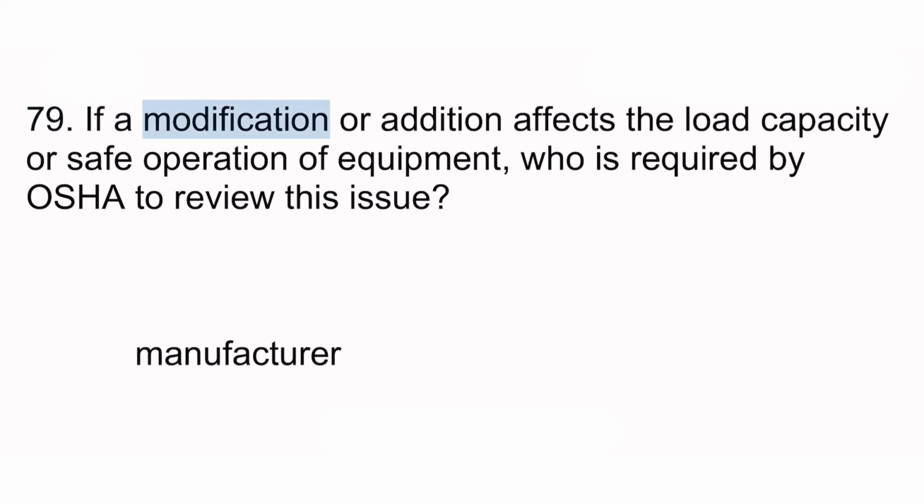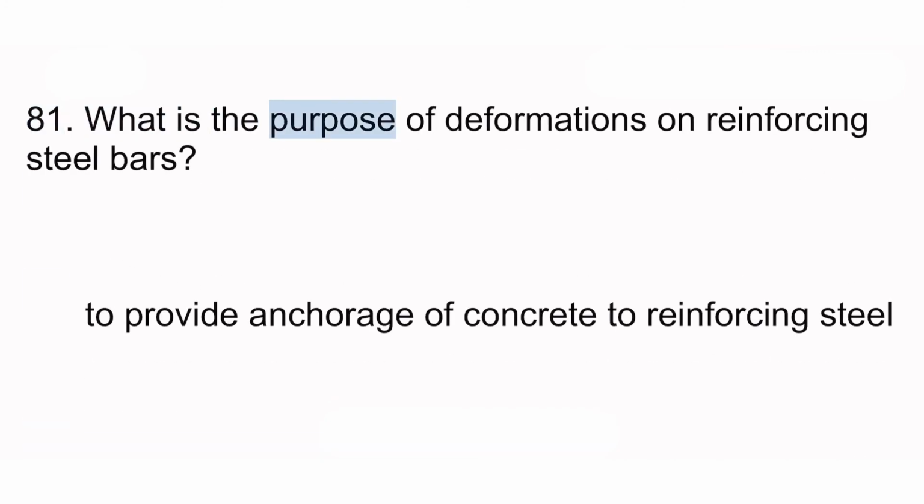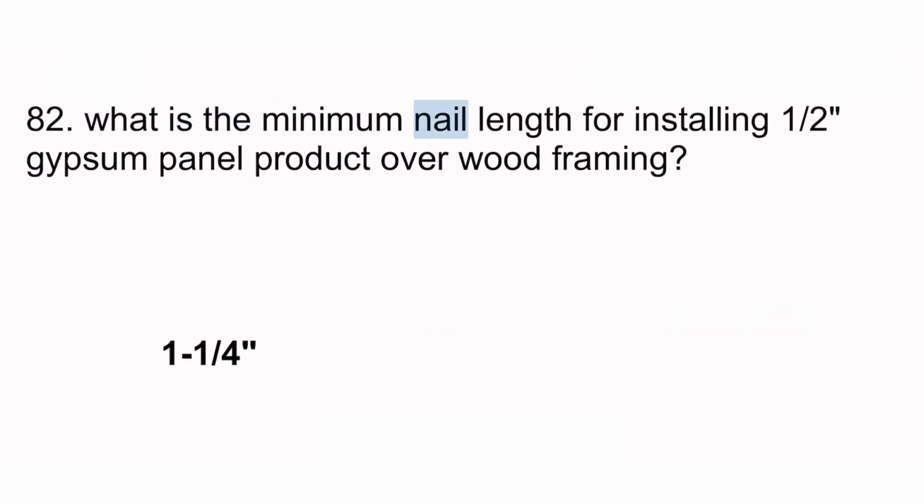79. If a modification or addition affects the load capacity or safe operation of equipment, who is required by OSHA to review this issue? Manufacturer. 80. Computing excavation volume through use of grids and prisms is known as cross-sectional method. 81. What is the purpose of deformations on reinforcing steel bars? To provide anchorage of concrete to reinforcing steel. 82. What is the minimum nail length for installing 1/2 gypsum panel product over wood framing? 1 1/4.